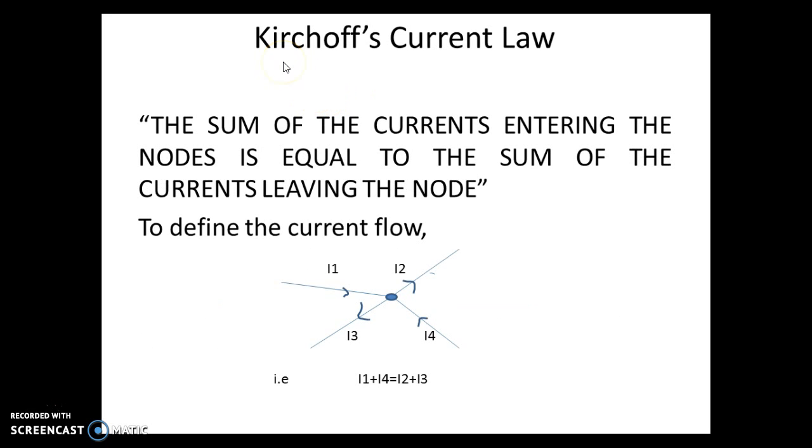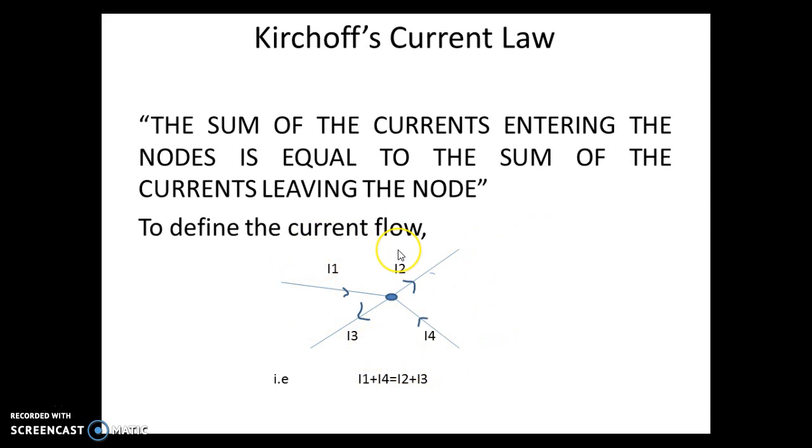Next, the statement of Kirchhoff's current law is that the sum of the currents entering the node is equal to the sum of the currents leaving the node. So consider a basic node. This is the node where the current flowing, or the flow of charges, through the branches towards the node will be equal to the current flowing through the branches away from the node.